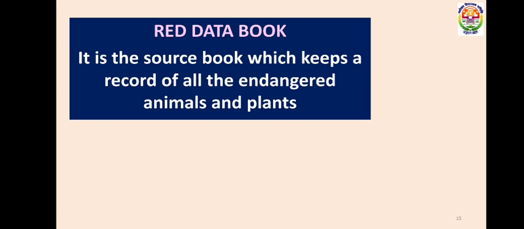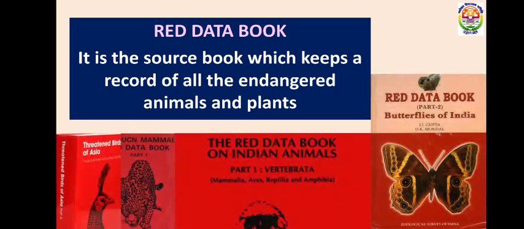Organisms which are becoming extinct, or are under threat of becoming extinct, can be recorded in a book called the Red Data Book. It is a source book which keeps a record of all the endangered animals and plants, as well as those animals and plants which have become extinct. This book is maintained by the Forest Department to keep a record of all the animals and plants which are under threat of becoming extinct or endangered. So this Red Data Book helps in getting information about endangered animals and plants.